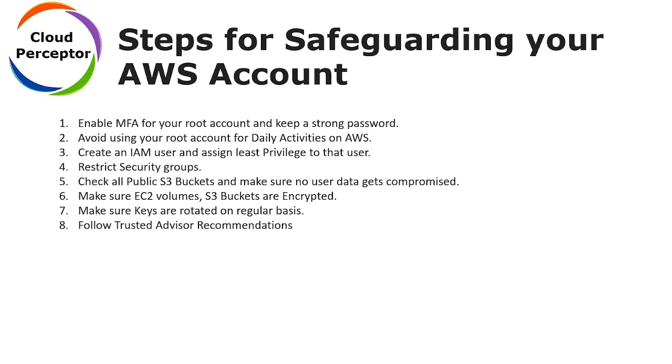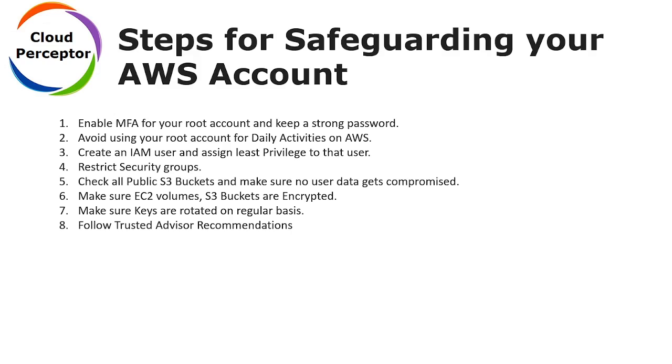So these are the steps for safeguarding your AWS account. First and most important step is to enable MFA for your root account and do keep a strong password. Secondly, avoid using your root account for daily activities on AWS. Next is create an IAM user and assign least privilege to that user, and you should use that IAM user for your daily activities. Fourth is restrict security groups.